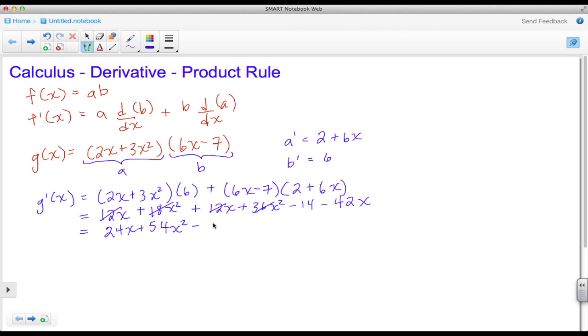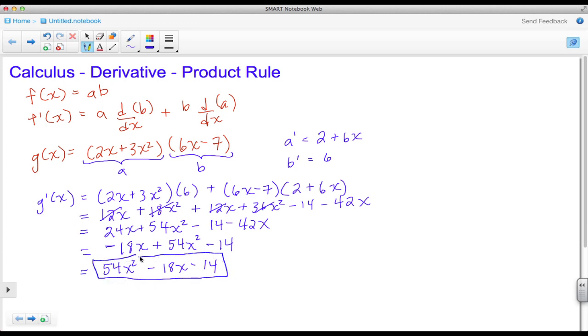And I have a 24x and a negative 42x. When I need to do a subtraction, 24x minus 42x, that's going to be negative, and it's actually going to turn out to be negative 18x. And then I have the plus 54x squared, and then the minus 14. Let's put these in the proper order. So 54x squared minus 18x minus 14. So that there would be the derivative of this first example using the product rule.